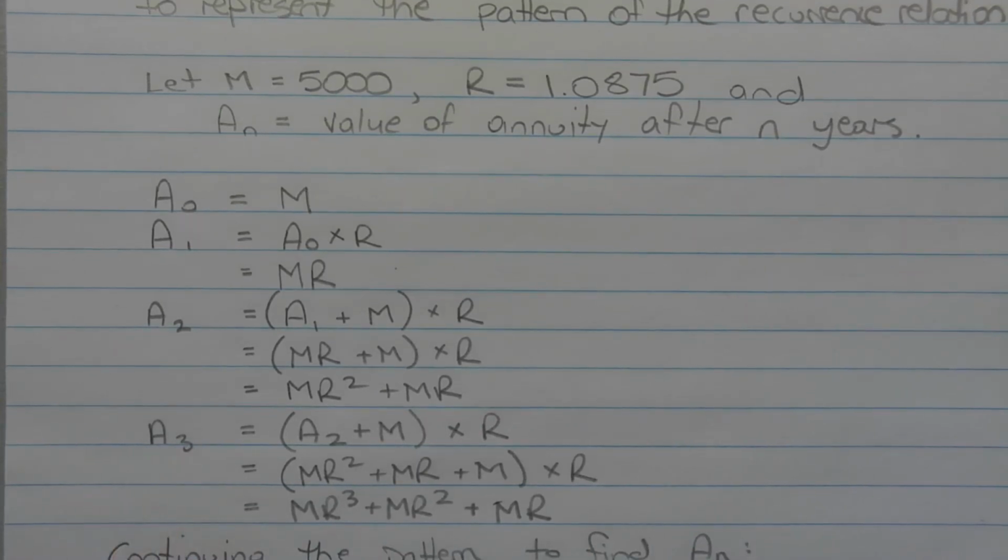Now A_3, which is the value of the annuity at the end of the third year, is equal to A_2 plus M in brackets times capital R. Now A_2 is equal to M times capital R squared plus M times capital R. So A_3 is equal to (M times capital R squared plus M times capital R plus M) in brackets multiplied by capital R. So again, we're going to increase this value by 8.75%. Expanding the brackets, we get A_3 is equal to M times capital R cubed plus M times capital R squared plus M times capital R.